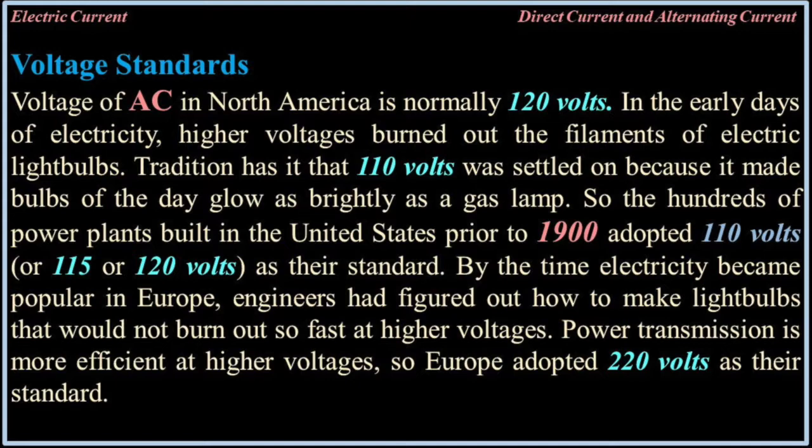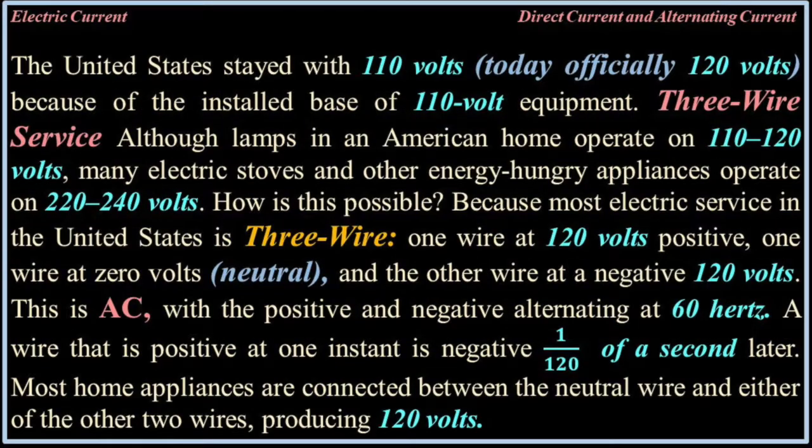Power transmission is more efficient at higher voltages, so Europe adopted 220 volts as their standard. The United States stayed at 110, today officially 120 volts, because of the installed base of the 110 volt equipment.